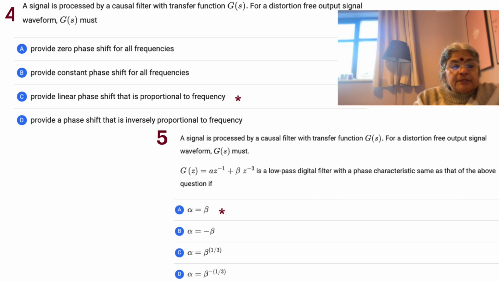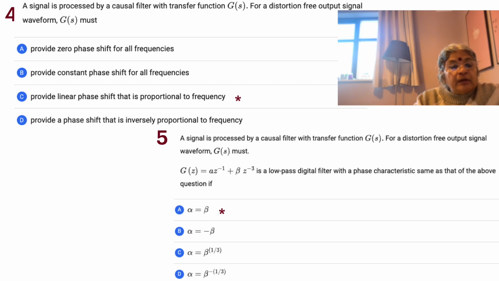A signal is processed by a causal filter with transfer function gs. For a distortion-free output signal waveform, gs must be. So here we are back to the Laplace transform. If a signal is processed by a causal filter with transfer function gs for a distortion-free output, then you can only go for what is called a linear phase shift. So the phase shift has to be linear. Otherwise, you will have what is called distortion. We will see in the subsequent one why is it so.